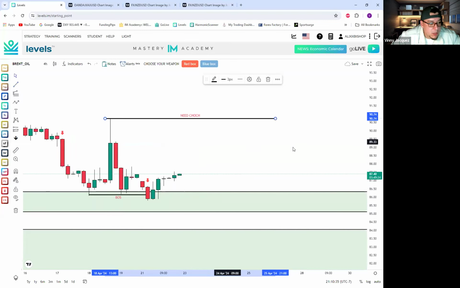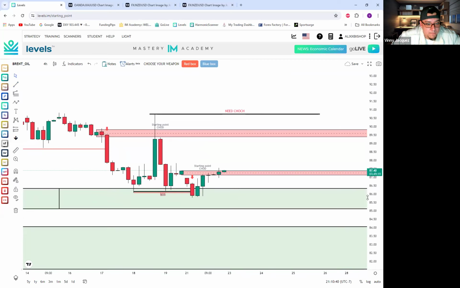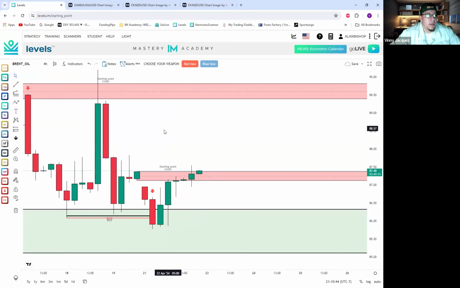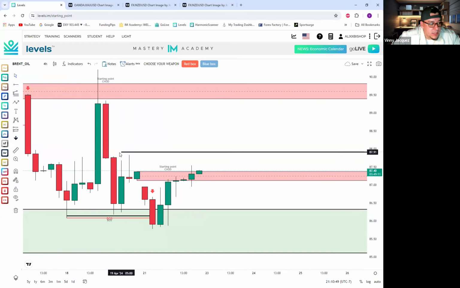Right? So levels is actually letting us know that this last buying candle there is our starting point. Now, let's go ahead and find our stop loss. Our stop loss would be right here, right? So let's make that red.